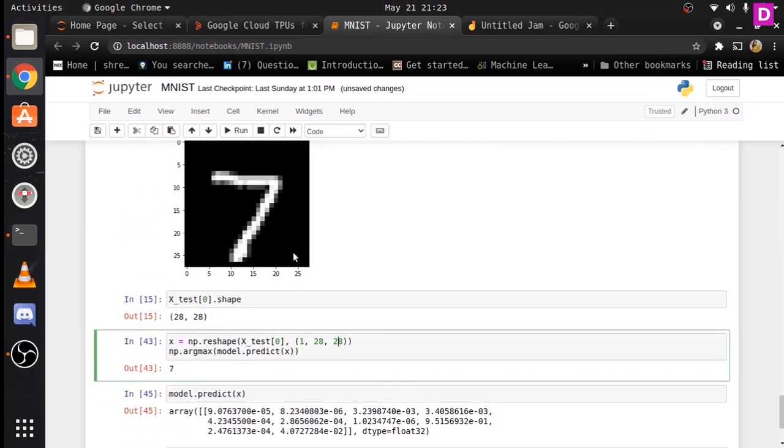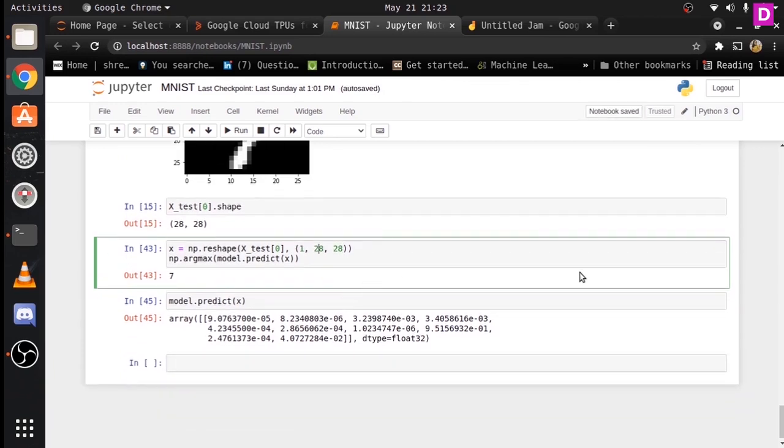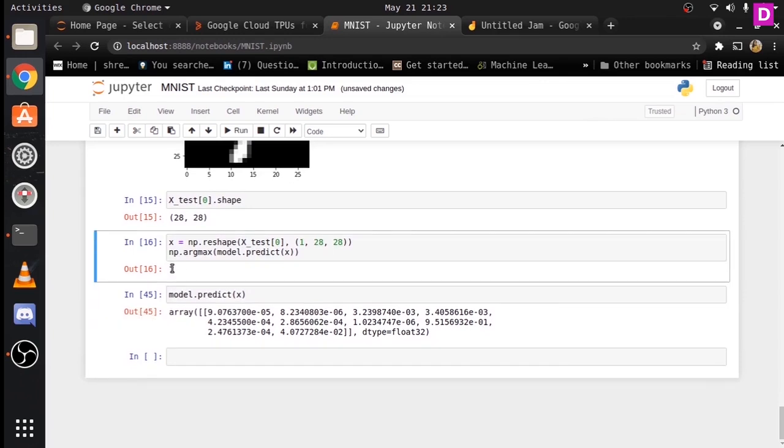So that is why this question mark changes to 1 here, because the batch size is 1. Okay, now let us run this. See, it predicts 7. And we are using np.argmax.